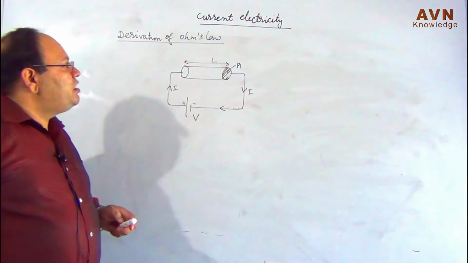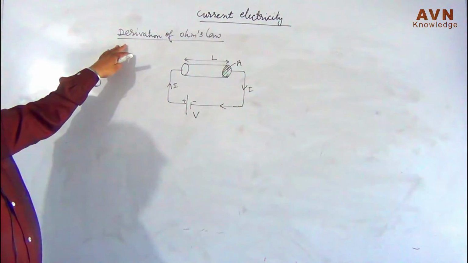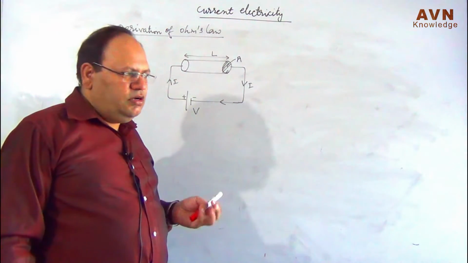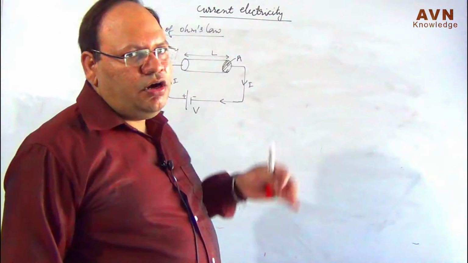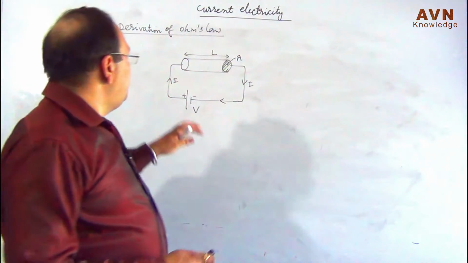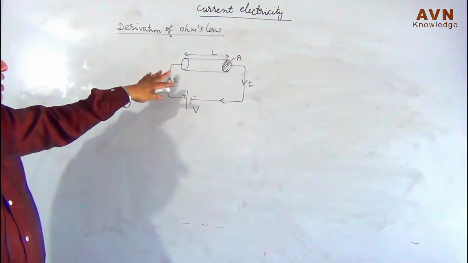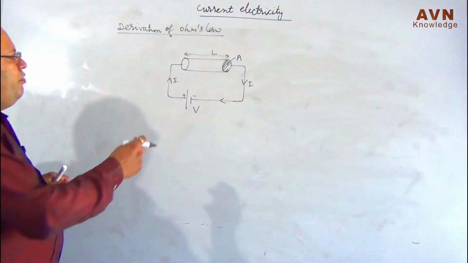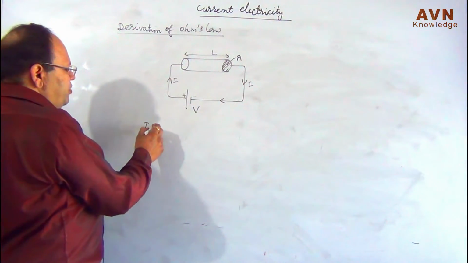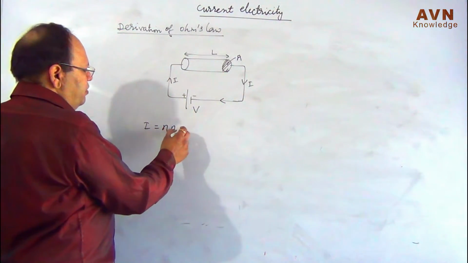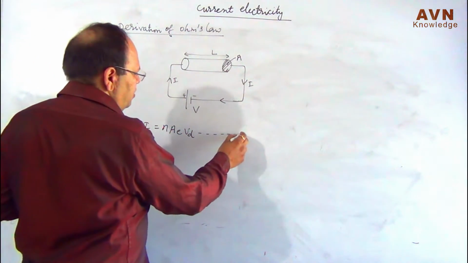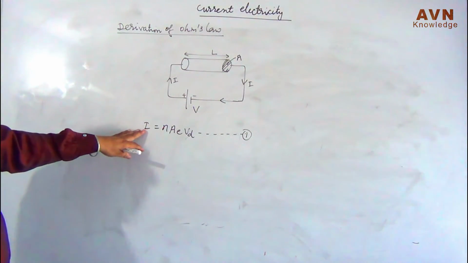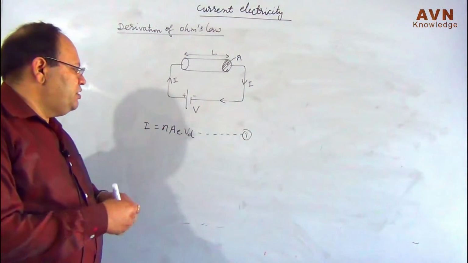We study current electricity, and here is the derivation of Ohm's law by the drift velocity. In previous derivations we have learned about Ohm's law. So here a conductor of length L, cross-section area A, and a current I flows. What is the relation between n, A, e, Vd? This relation between current and drift velocity we have also proved in the previous video.